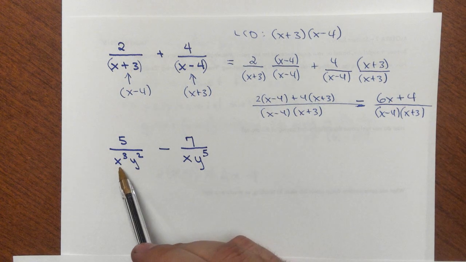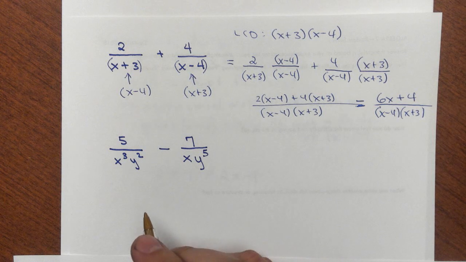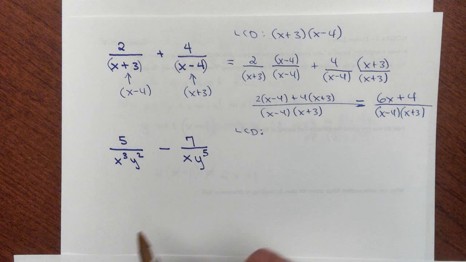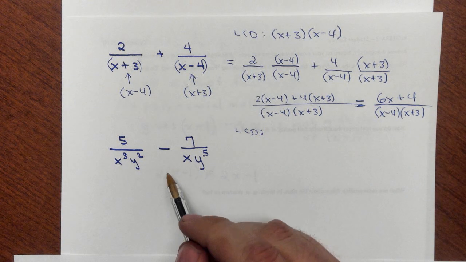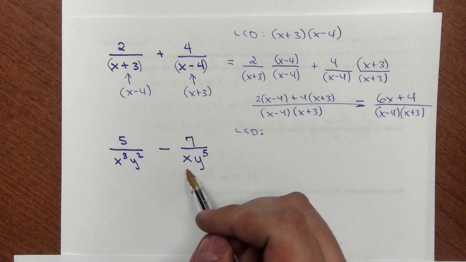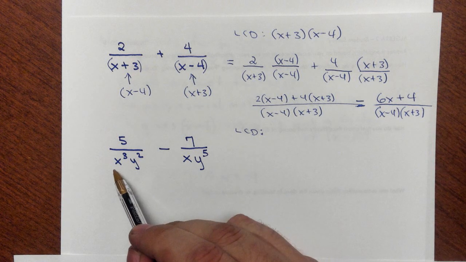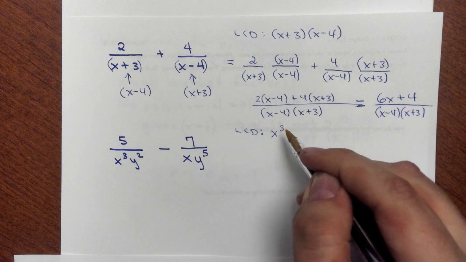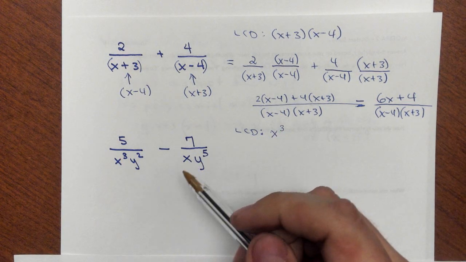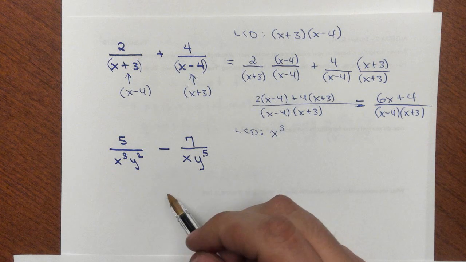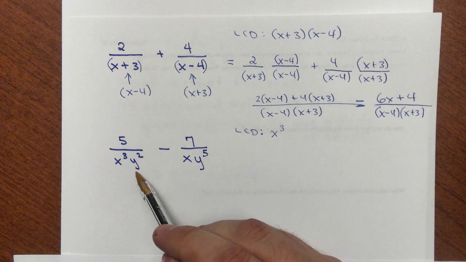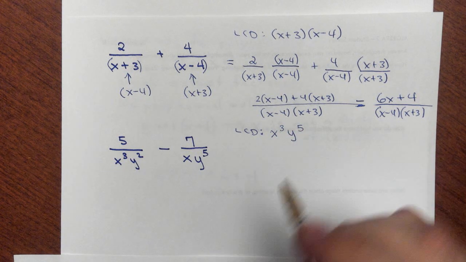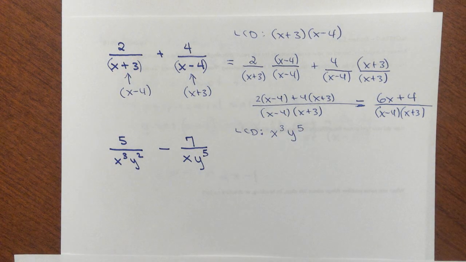My denominators are x cubed and y squared and x and y to the fifth. So the idea is, again, my least common denominator needs to be divisible by both denominators. Well, I see here I've got x cubed and here I've got x. Since x cubed is a factor of this denominator, it needs to be a factor of my least common denominator. I need to go with the highest power of x in any of these denominators, which is x cubed. I also see y squared and y to the fifth, which means I need to go with y to the fifth in my common denominator.